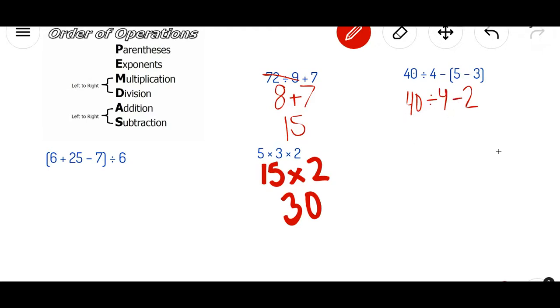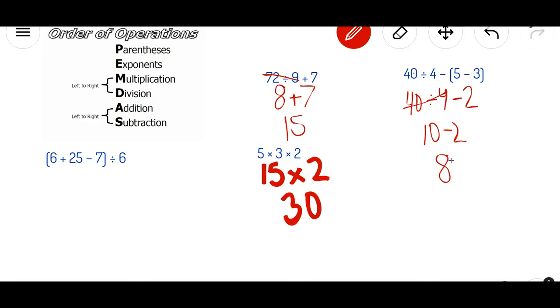Next, after you write down the rest of the problem, you look here again to see which comes next. You wouldn't subtract, instead you would divide because division comes before subtraction. So 40 divided by 4 is 10. And you bring down the rest of your problem, minus 2, and then you solve, which will give you 8.